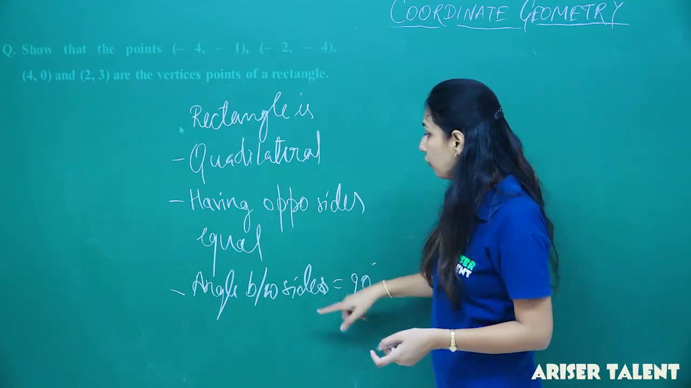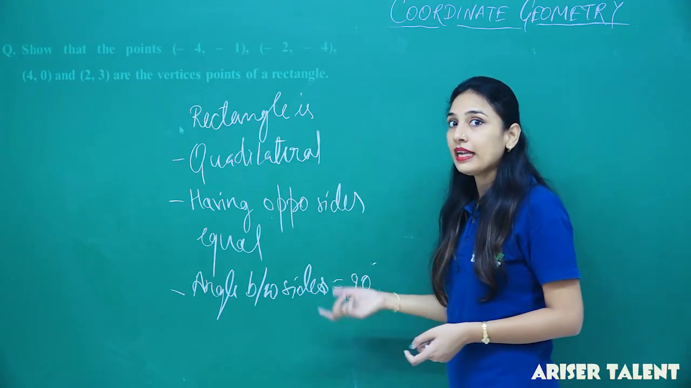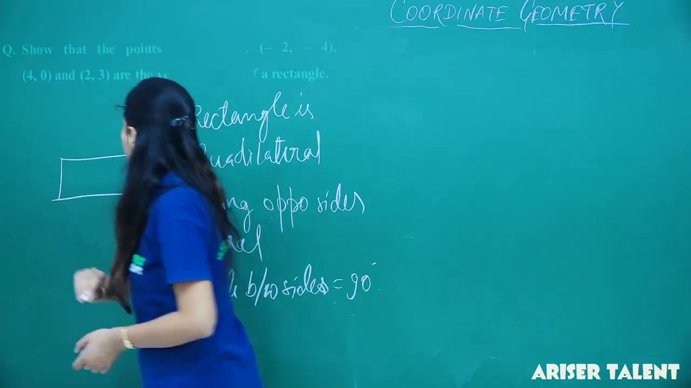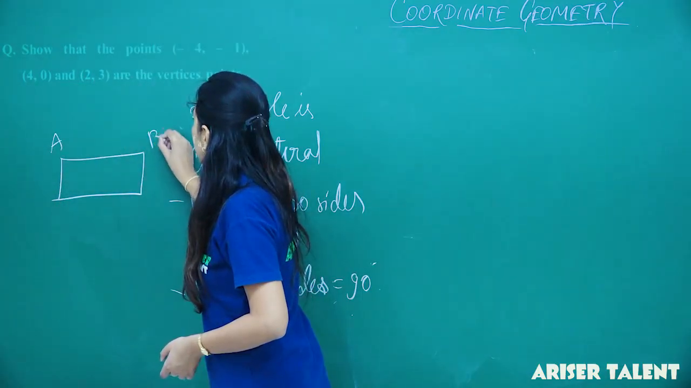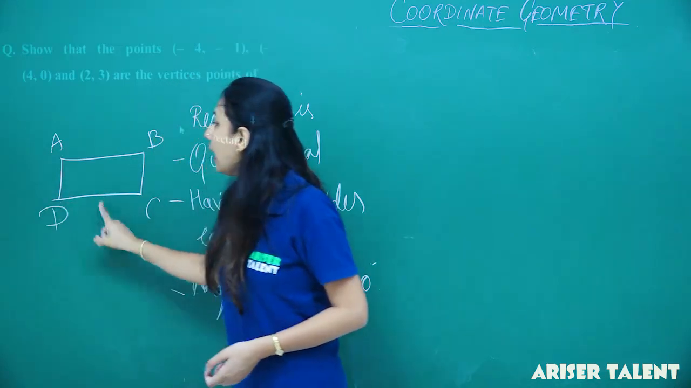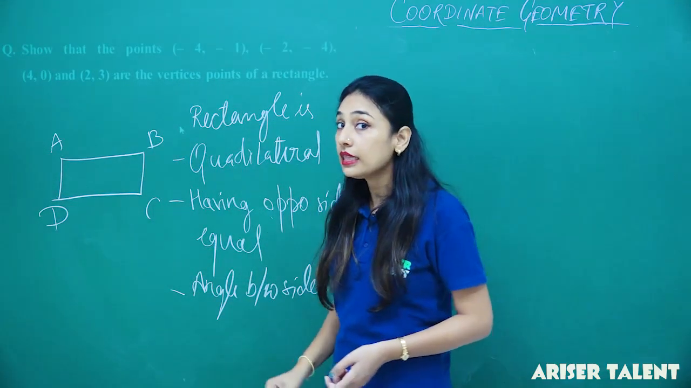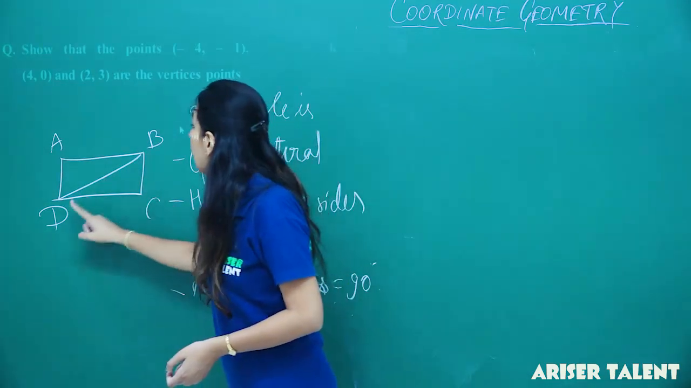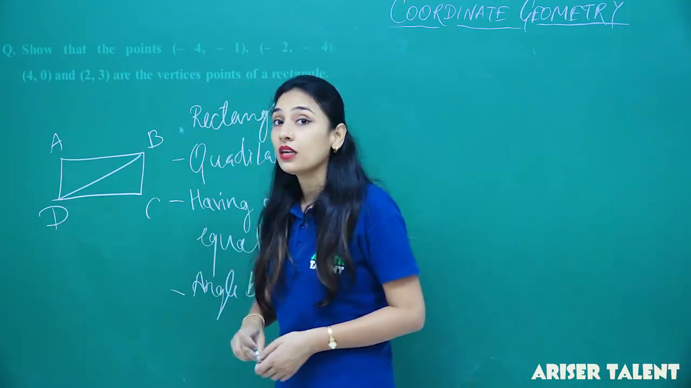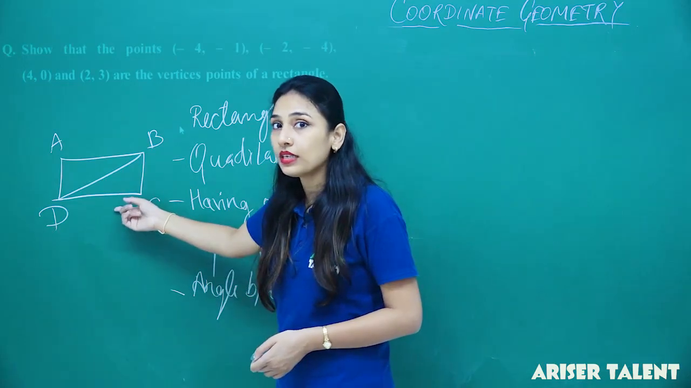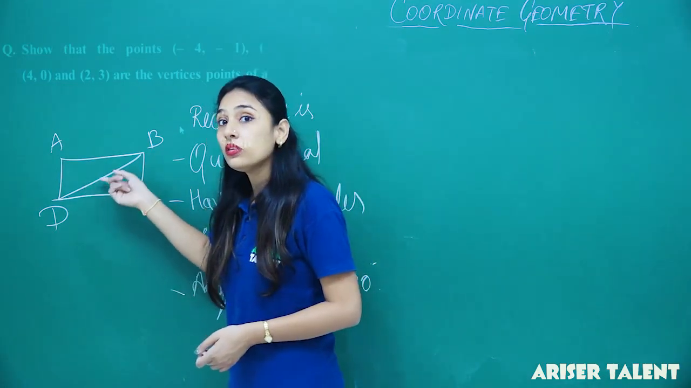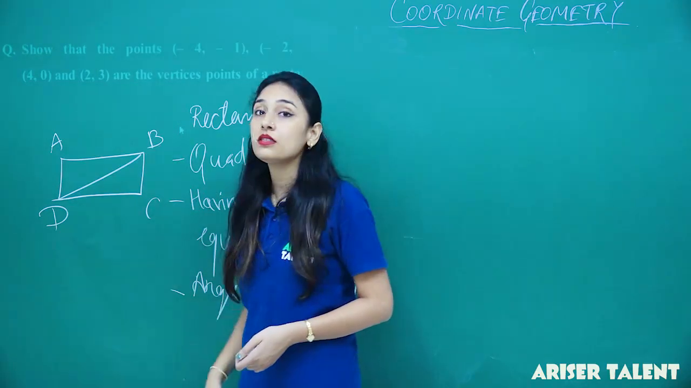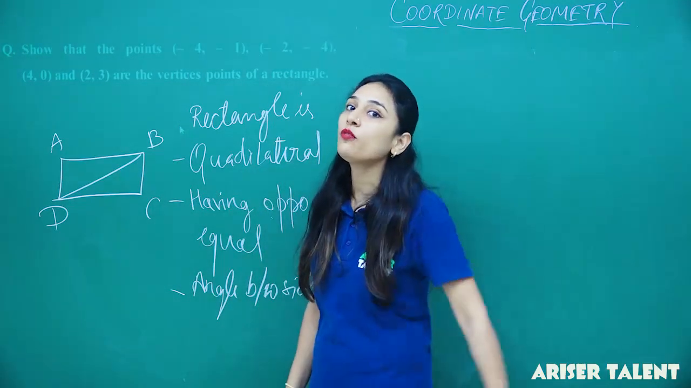You will be finding out whether this angle is 90 degrees. How will you ensure the angle equals 90 degrees? If you have A, B, C and D as your rectangle, and you have this diagonal, you can measure this DB by the distance formula. Now this DB will be equal to root of BC square plus DC square. So the Pythagoras theorem will be followed here.